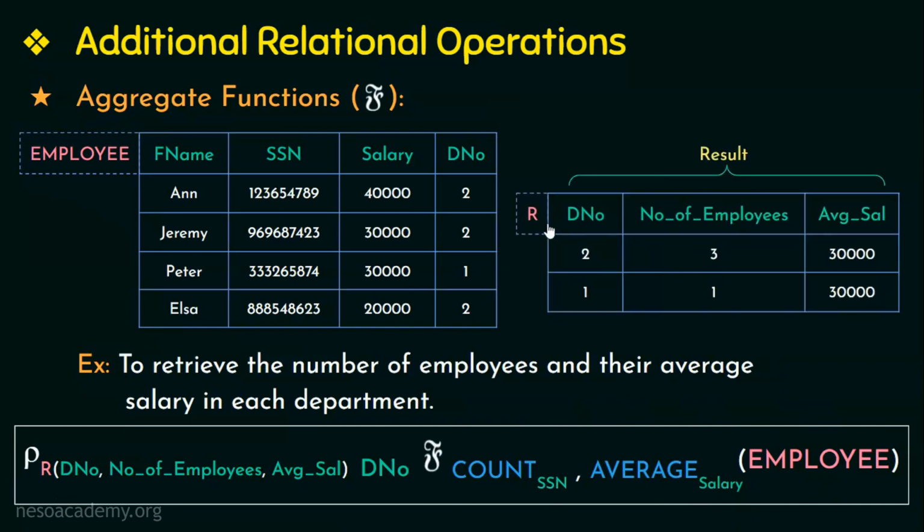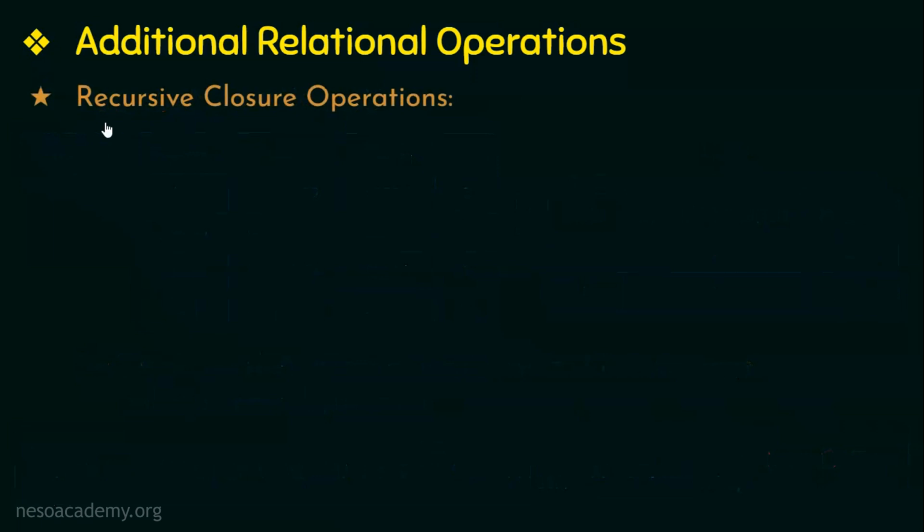We get the same result with the relation name as mentioned here and also the new attribute names as mentioned with the rename operator. This is all about the aggregate functions. They perform certain functions on a set of values and return a single value. Next, let us learn about recursive closure operations.